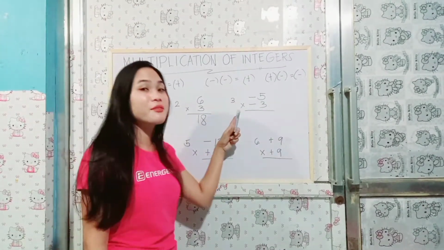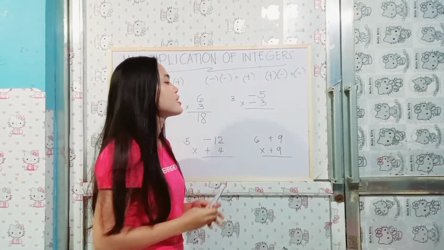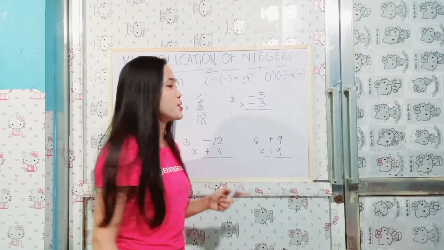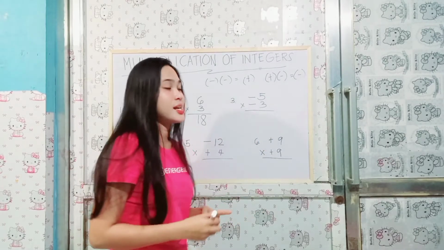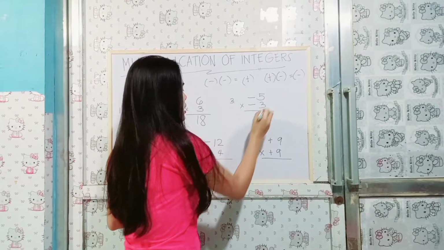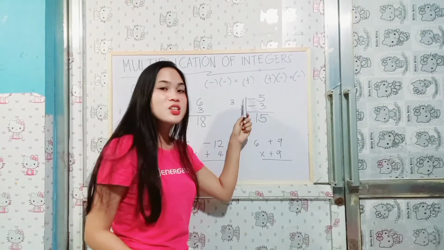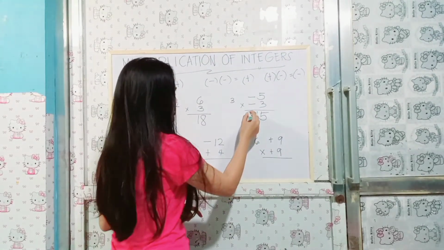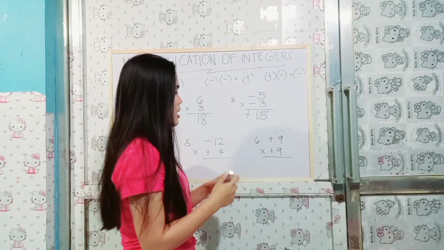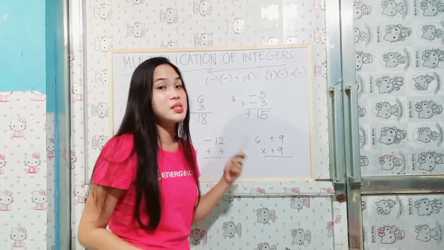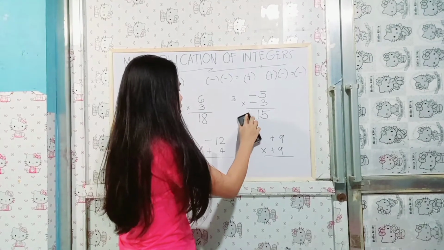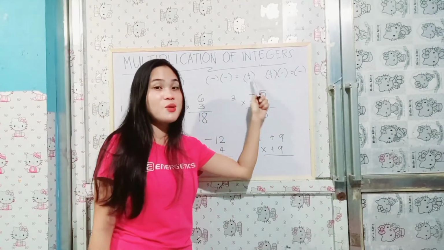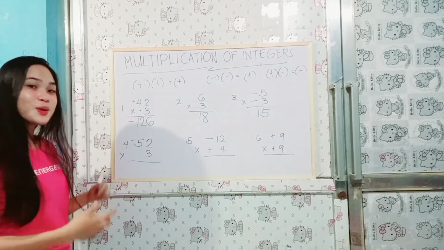Another example we have here: negative 5 times negative 3. Let's multiply the absolute value. 5 times 3 is 15. And then, since the integers have the same sign, our product will be positive. So positive 15. And it's okay also that the positive sign will not be written, so it's still correct. You can remove the positive sign. So negative times negative is equal to positive. Okay, let's go to the next.